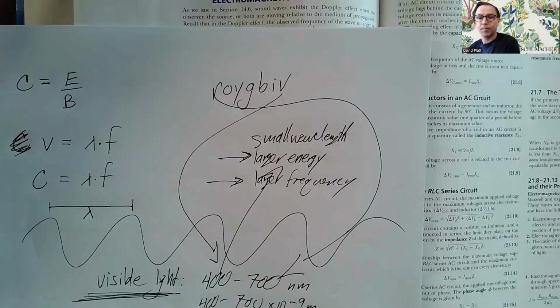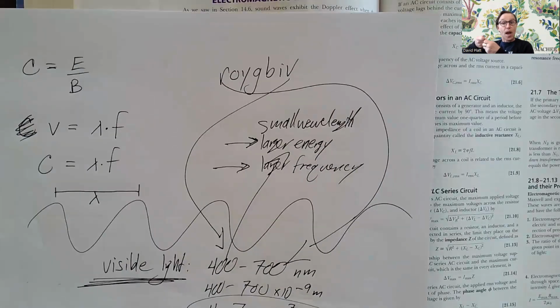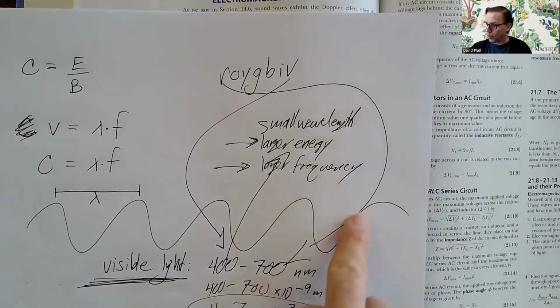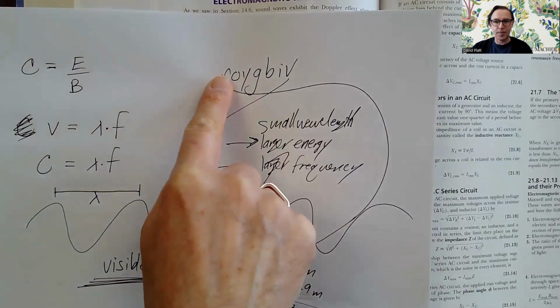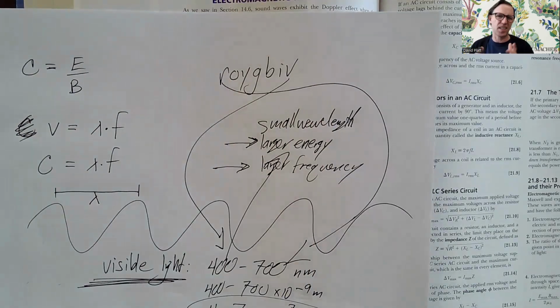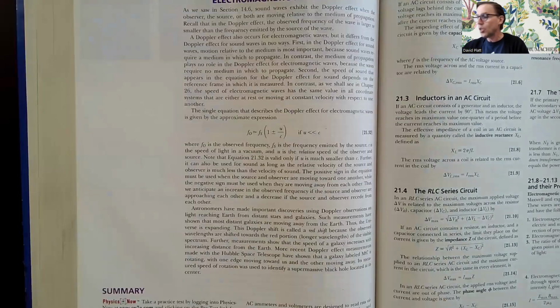Whereas, if I run away from you, if a car's driving away from you, you hear a lower pitch, lower frequency, and lower frequency corresponds to greater wavelength, which was on the red end. So you've got to be able to talk your way through that because I don't want you to memorize it.